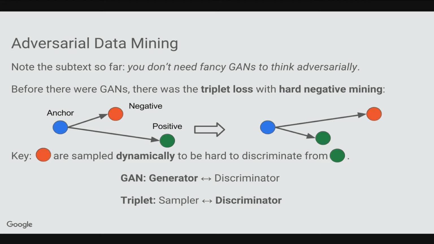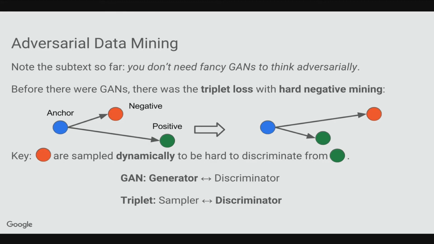The key to making it work in practice is to dynamically sample negatives that are hard to discriminate from the positives. You have this adaptive process called hard negative mining that always tries to push the boundary closer. If you compare it to a GAN, where you care about the generator and you pit it against the discriminator, this is kind of the opposite.